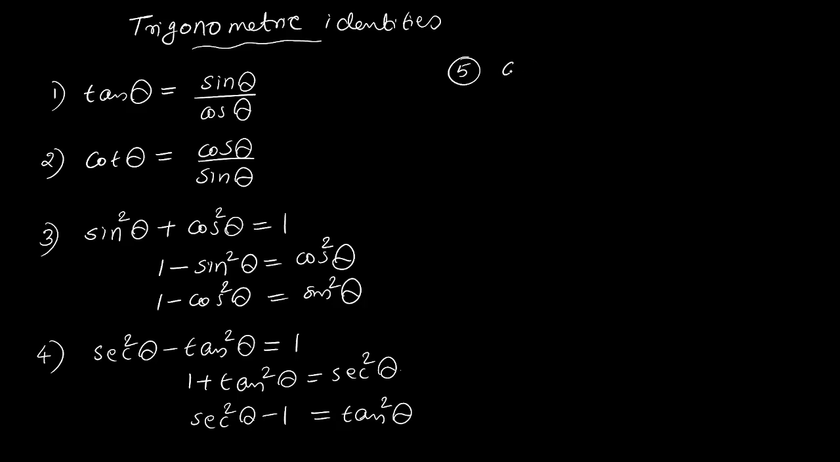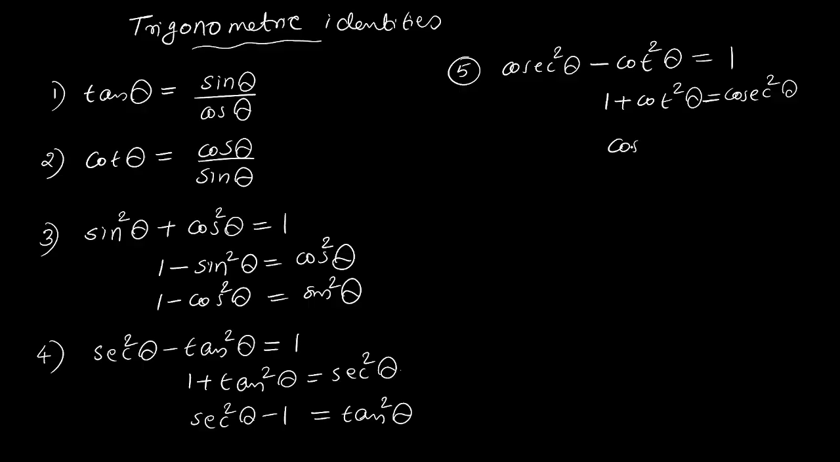And finally, cosec square theta minus cot square theta equals 1, from Pythagoras theorem. Rearranging, 1 plus cot square theta equals cosec square theta. And one more result, cosec square theta minus 1 is equal to cot square theta. All of you please write down all these identities. Please memorize all the identities right now.